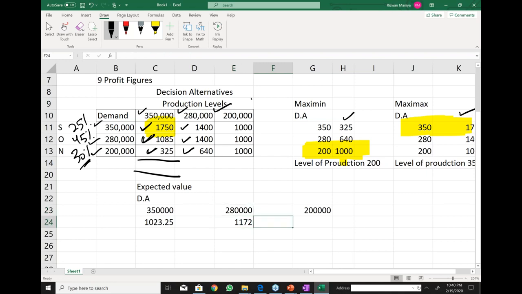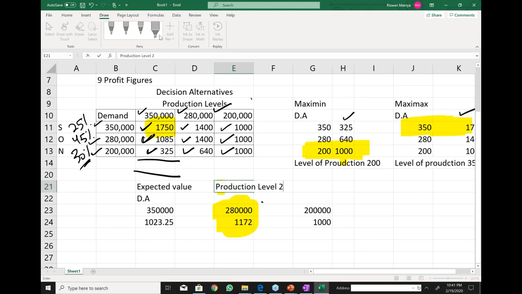And the last one is simple, 1000 will be the answer because the outcomes for all three are 1000. So 1000 multiplied by 0.25 plus 1000 multiplied by 0.45 plus 1000 multiplied by 0.3 is 1000. Now you select the highest EV. The highest EV is coming here. So this is the answer. This means the production level will be 280,000.